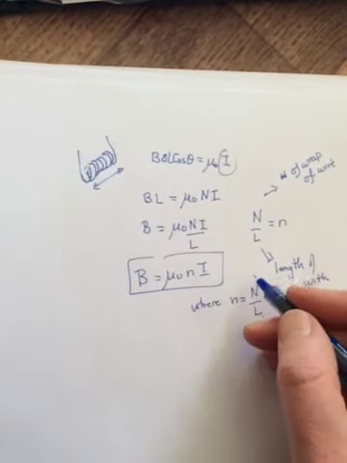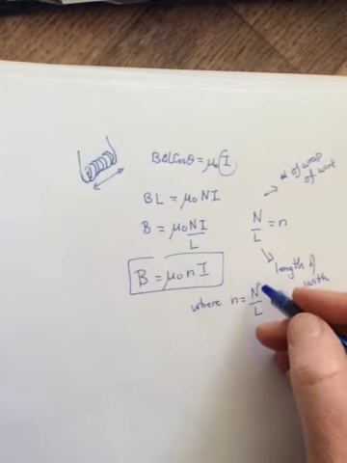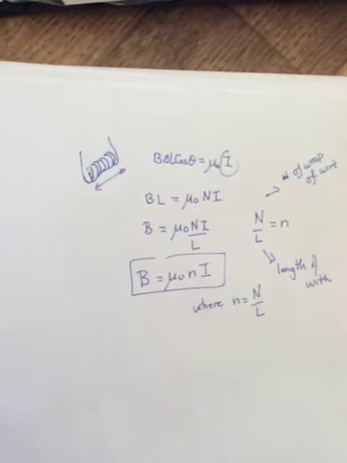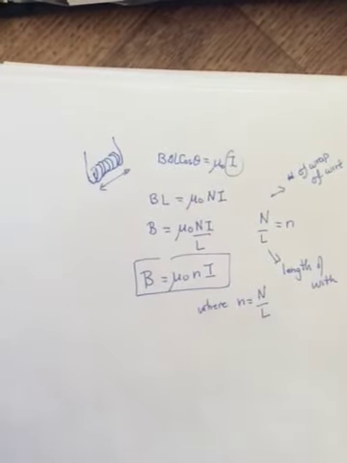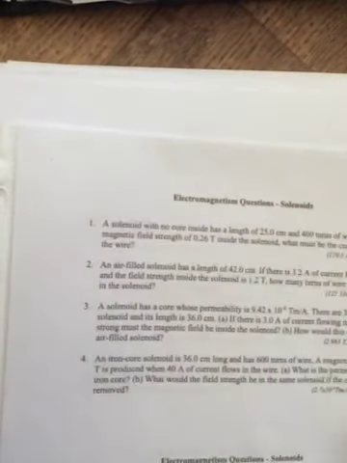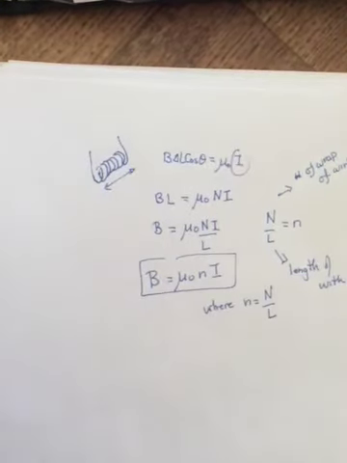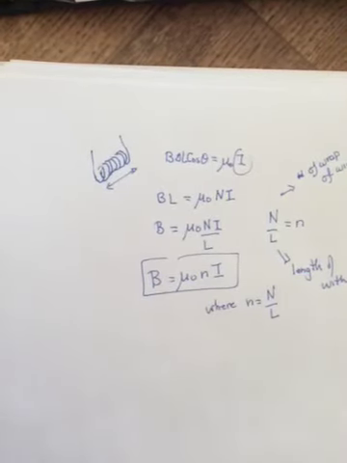But in most questions, they give you the capital N and the L so that you can find a little n first. So I asked you over the weekend to do the 4 questions on this half sheet of a solenoid. So let's just take a look at them. You have the answers there.